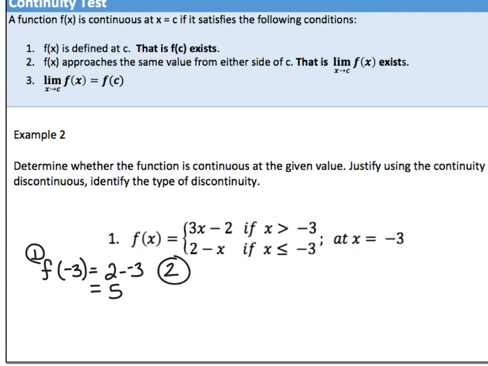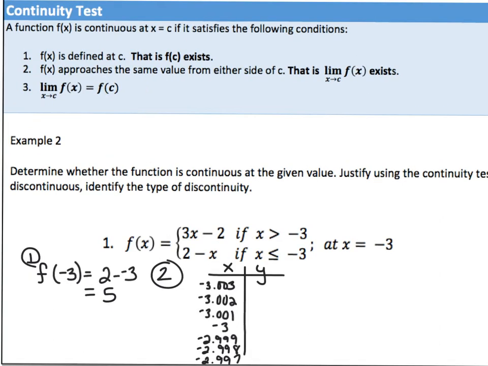Second part of the continuity test, I'm going to go to the graphing calculator. Since it's piecewise, I'm going to plug in each part first. On the left side of -3, I'm going to use this bottom linear portion. So on the left side, as I look at my XY table, I see 5.003, 5.002, 5.001, and then it would be 5.